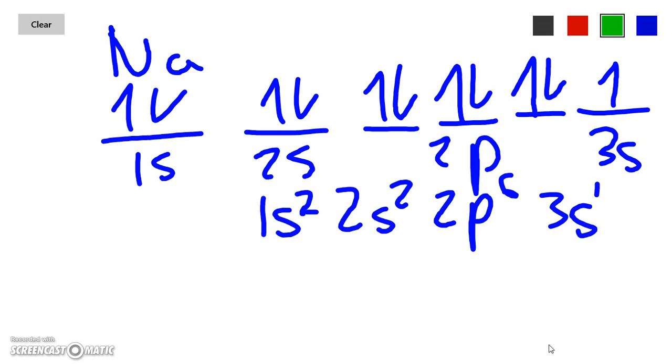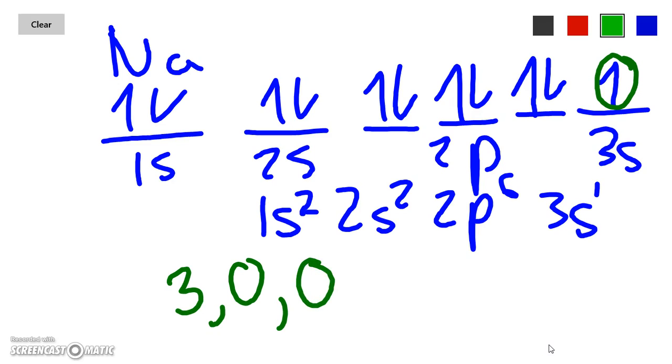3s1. If we were to write the quantum numbers for, say, this electron, the N number would be 3, the L number would be 0, the M number would also be 0, because it's an S block, and then the S number, since it's pointing up, is +1/2.